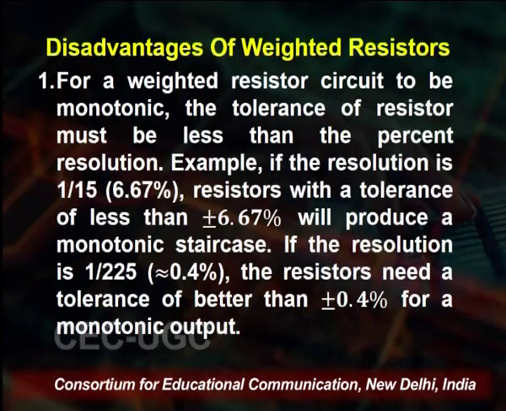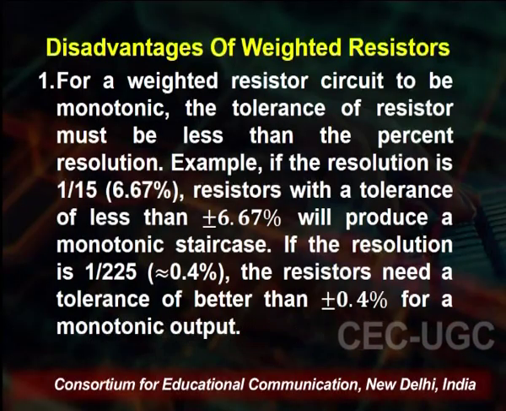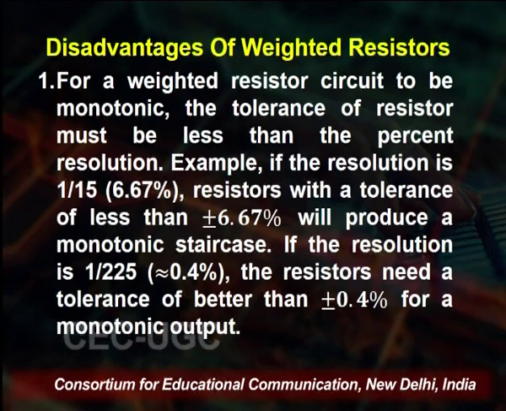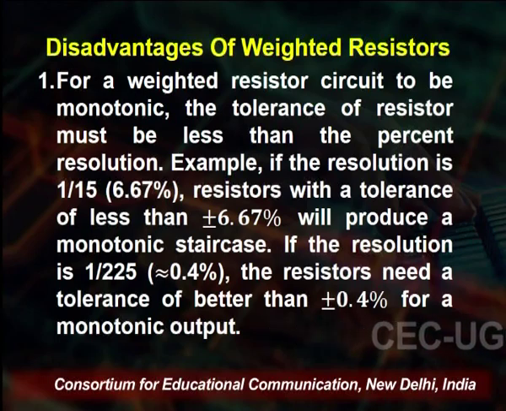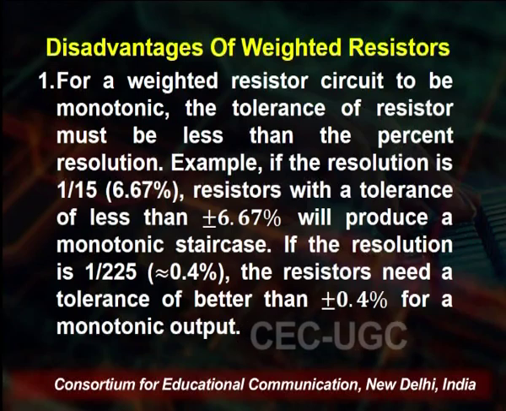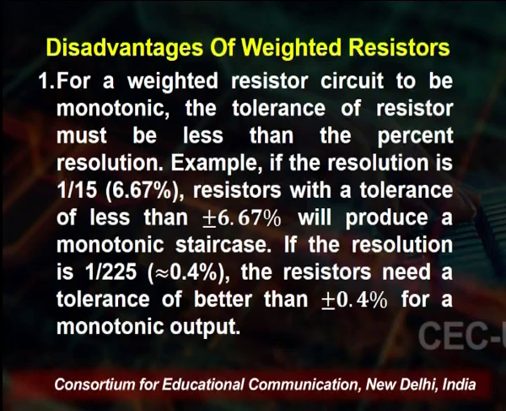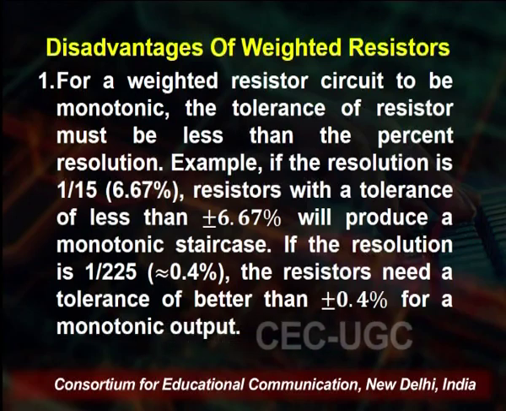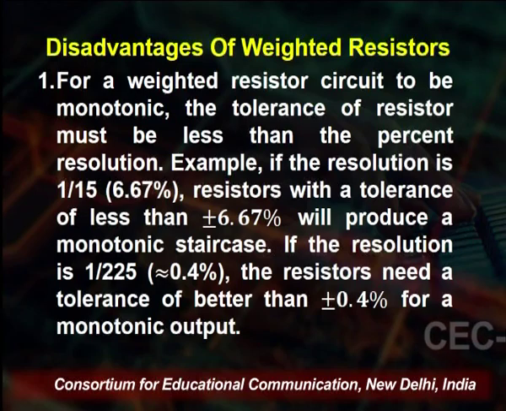For a weighted resistor circuit to be monotonic, the tolerance of resistances must be less than the percentage resolution. So, even for 4 bits, we have found that the resolution was 1 by 15, that is only about 6.67%. So, the variation in the resistances should be less than plus minus 6.7%. Just imagine what will happen if the resolution is 1 by 255, that is about 0.4%.